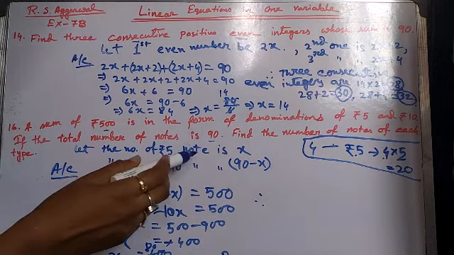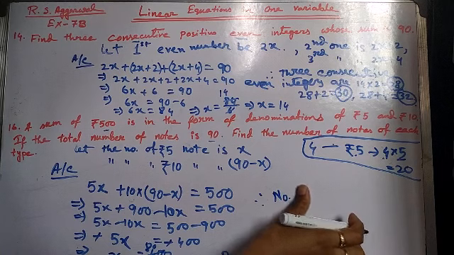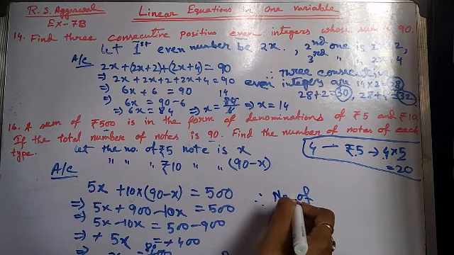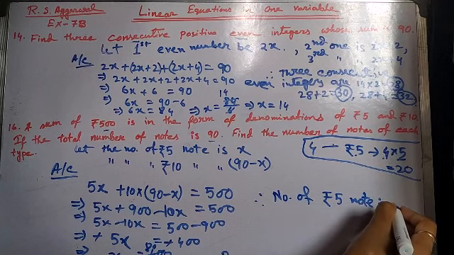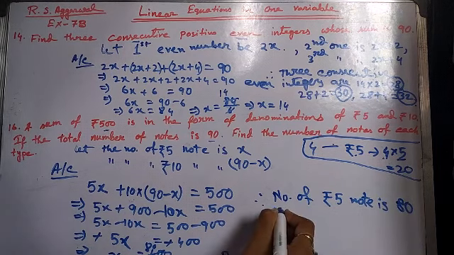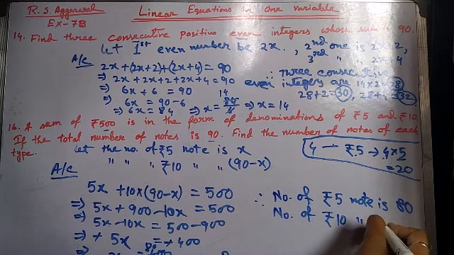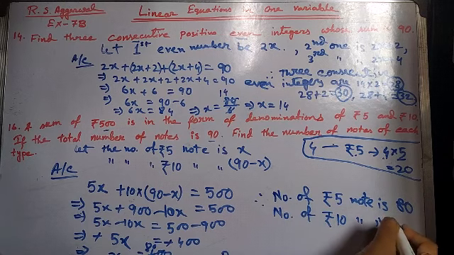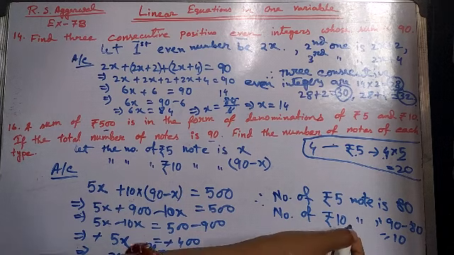here the 5 rupees note I have taken as x, that means the number of 5 rupees notes is 80. Number of 10 rupees notes is 90 minus x, that means 90 minus 80, that means 10. So there are 80 5 rupees notes and 10 10 rupees notes.